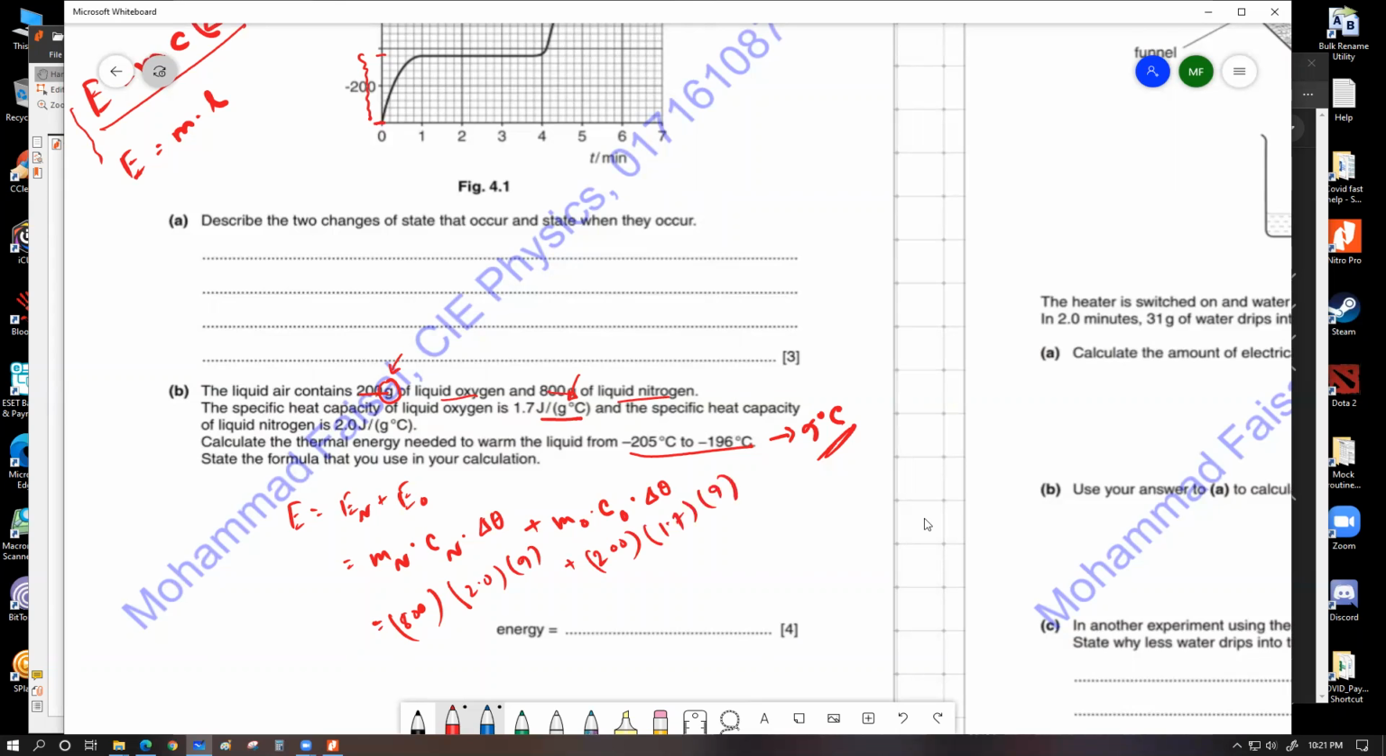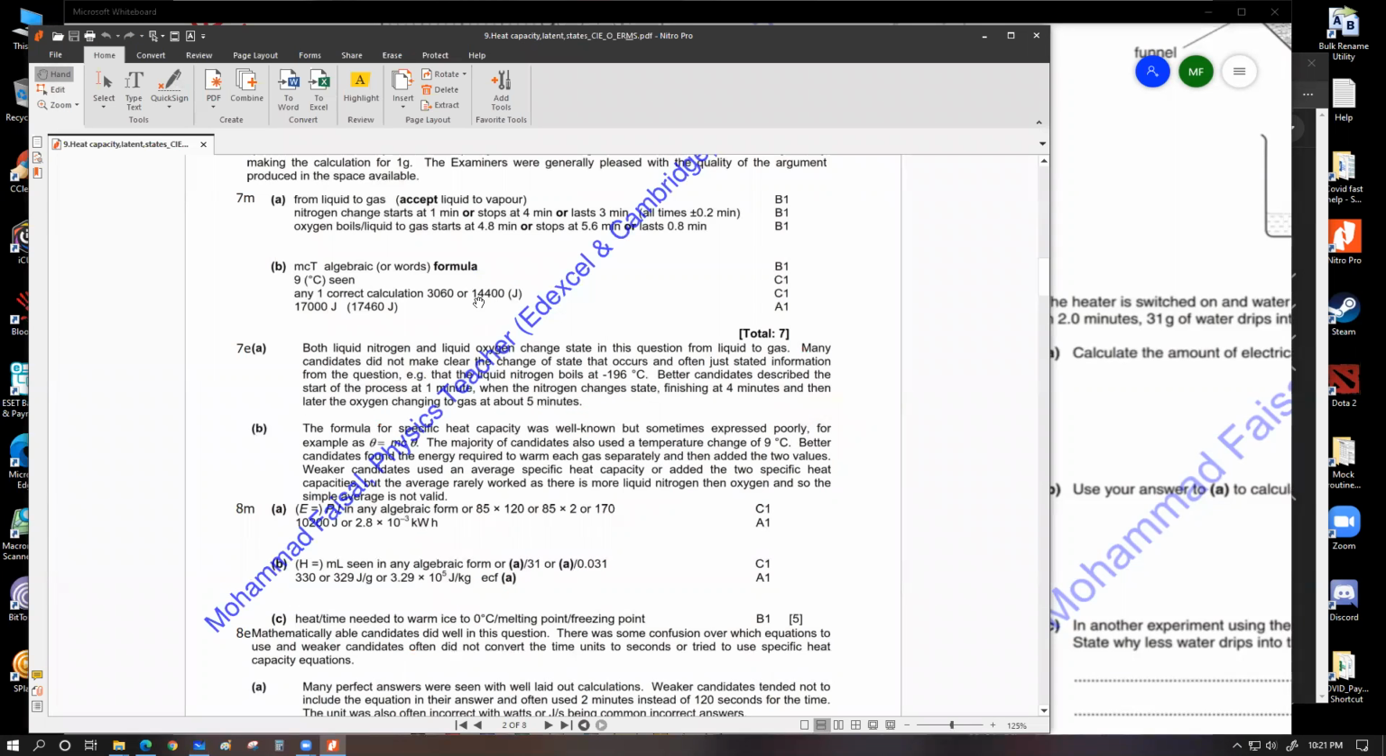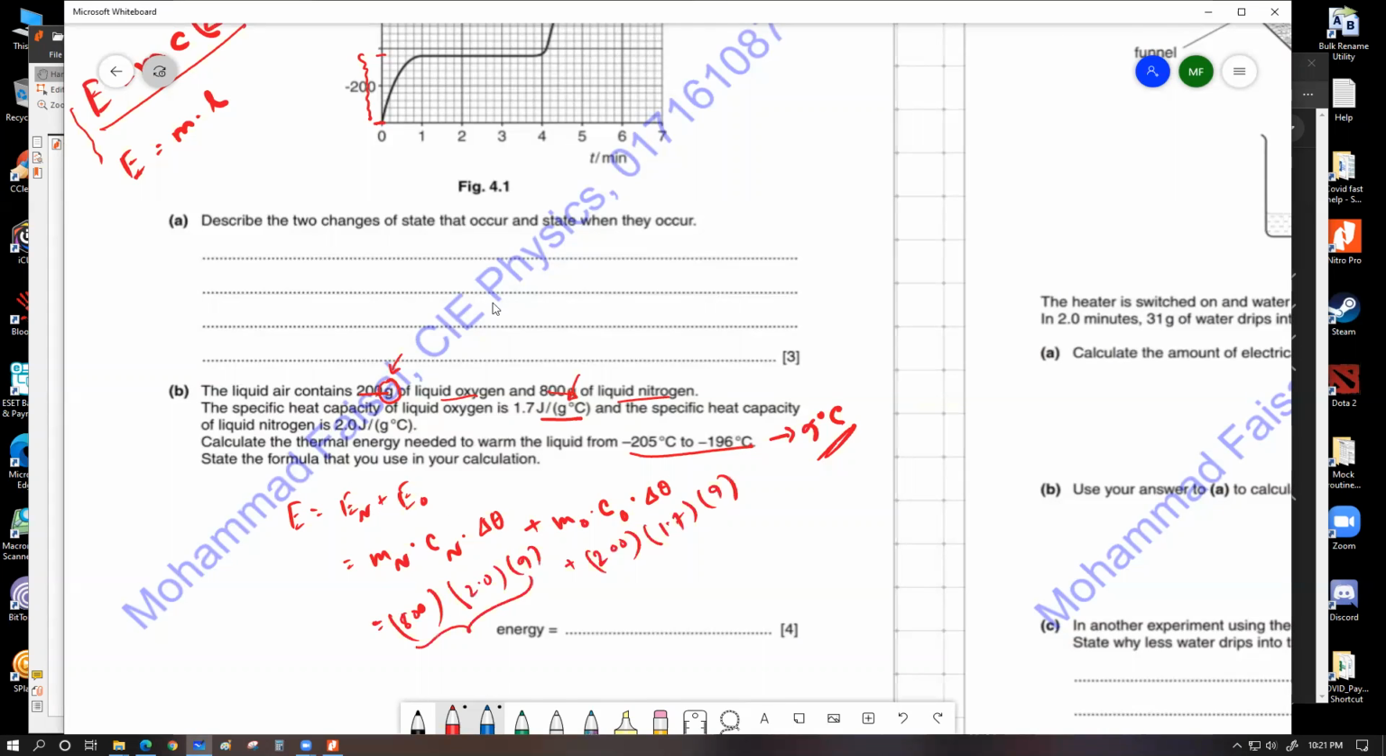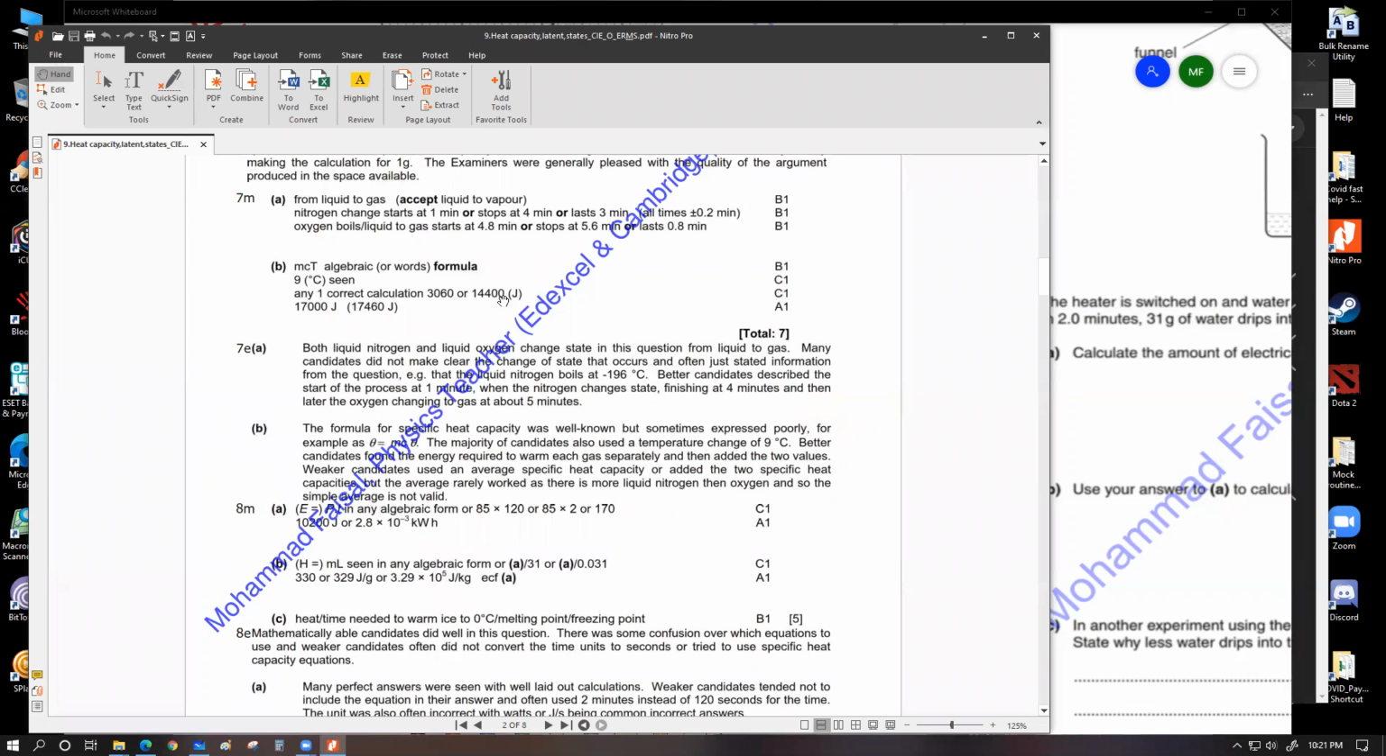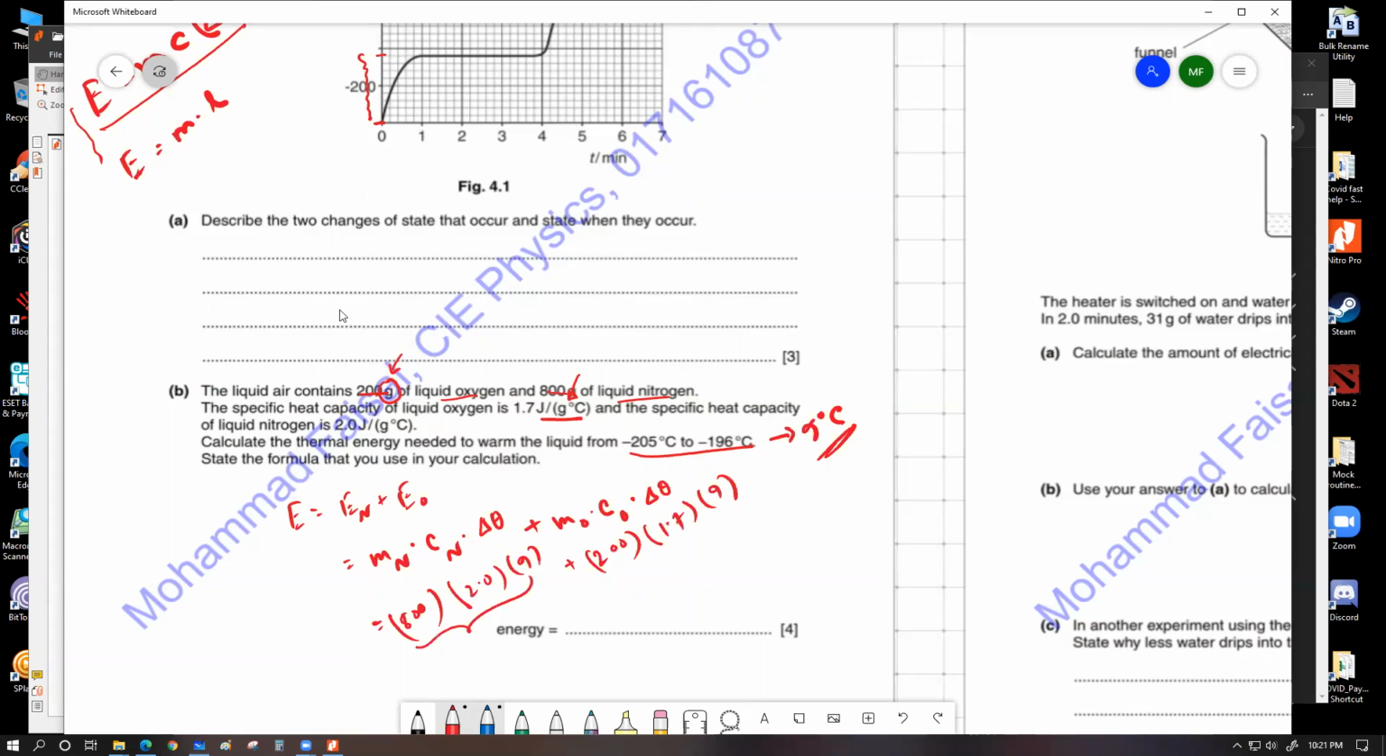This is the total calculation. This much calculation should give you this value, 14,400, and this much calculation should give you 3060. You have to add these together to get the total amount of energy required for both the liquid states. Make sense so far? Sir.